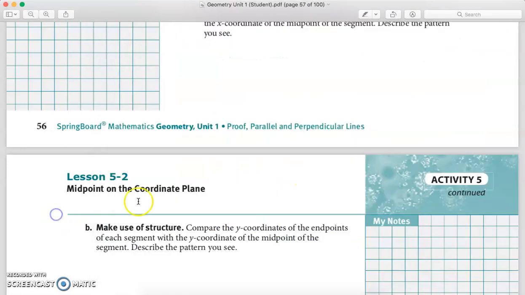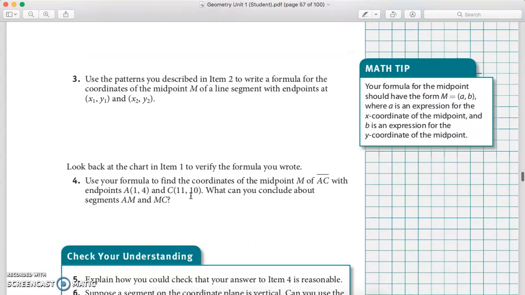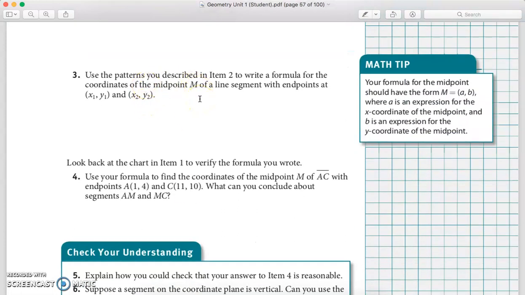Now let's look at number 3 right here. See if you can use the patterns that we found in item 2 to write a formula that will help us find the coordinates of the midpoint M of a line segment whose endpoints are (x1, y1) and (x2, y2).